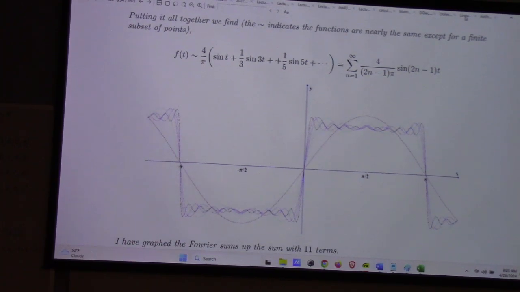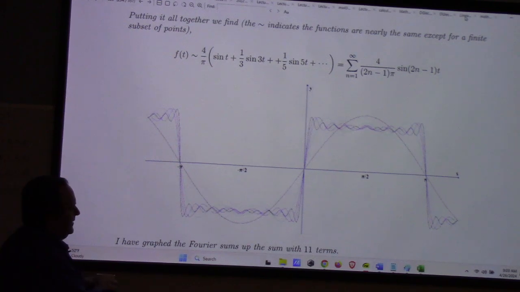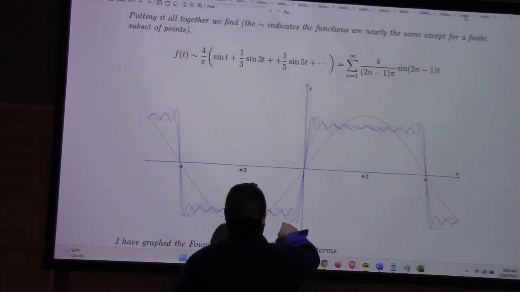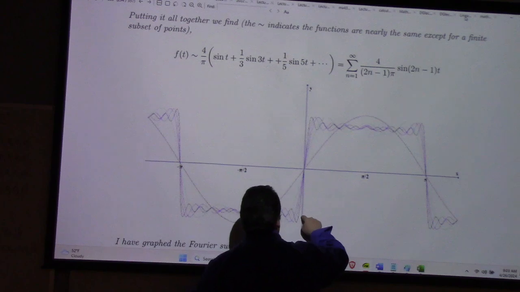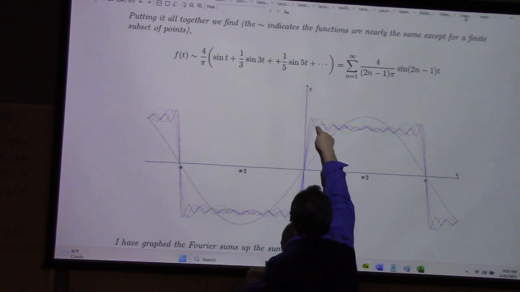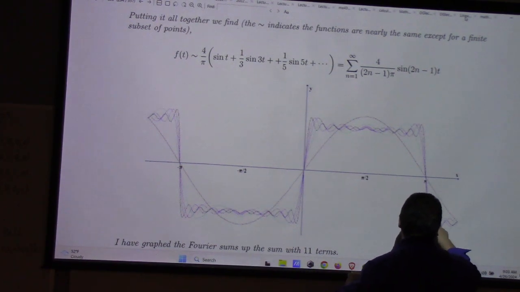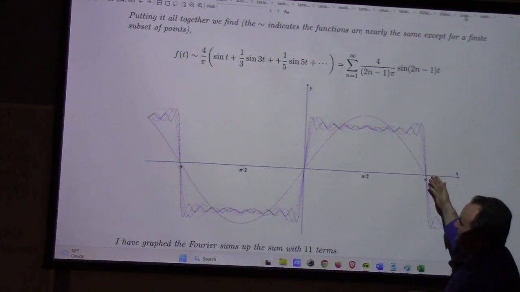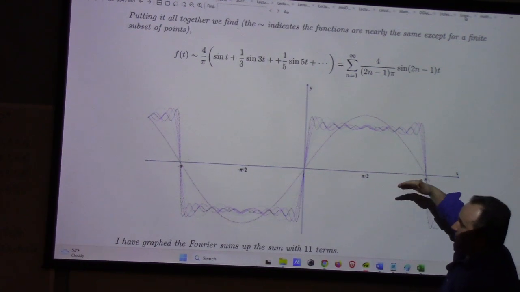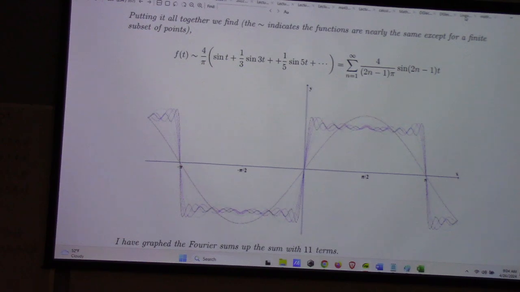So the square wave, I don't know if you can see it or not. I don't think I have a graph, but the square wave is just this. And what you see is higher and higher order Fourier polynomials. A Fourier polynomial is a sum of sines and cosines. And as you can see, if you take more and more, you get closer and closer to the square wave.